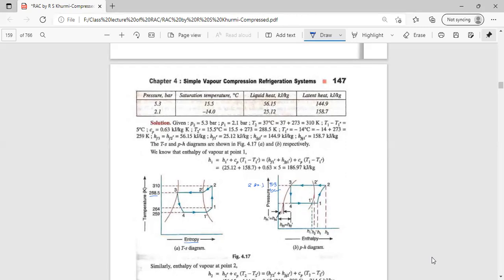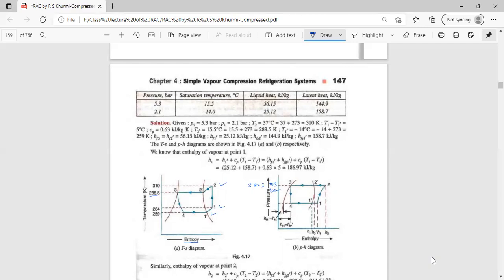So what will happen? At 5.3 bar, the saturation temperature is 15.5 degrees centigrade. That is equal to the given 37 degrees centigrade at T2, which is here, that is 37 plus 273, 310. And T1 minus T1 dash is given as only 5 degrees centigrade. It means that from the saturated condition, it is raised to point 1 by only 5 degrees centigrade itself.